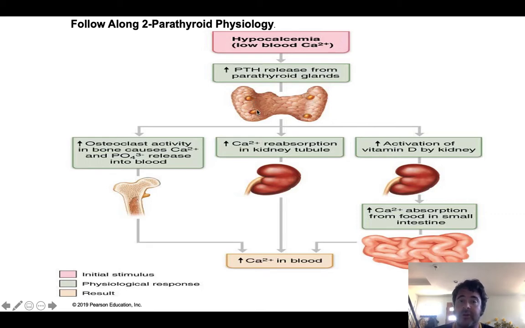So they function like a receptor. They also function like a control center because they process that information. So the parathyroid gland detects and processes, functioning like a control center. It's a receptor and a control center.